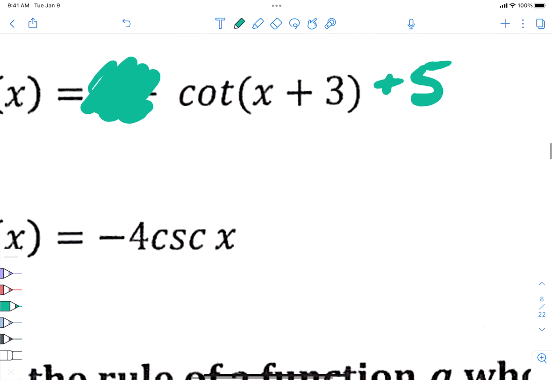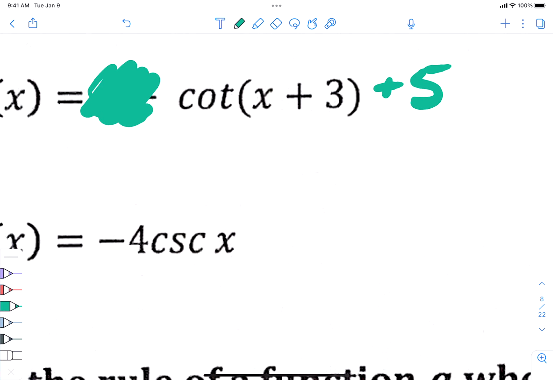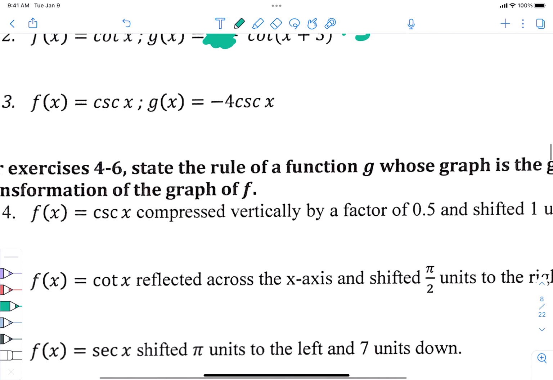Reflect and vertical stretch. Reflect and then vertical stretch by 4. That's all I want for 1, 2, 3. Write those down. This is your homework. Okay, great. Write it down. Reflect, vertical stretch by 4.